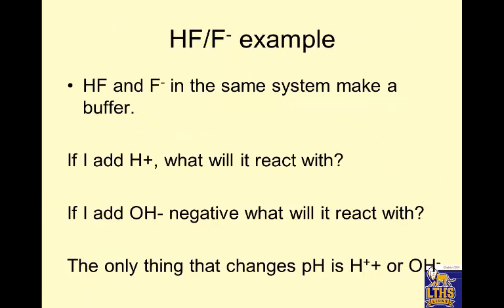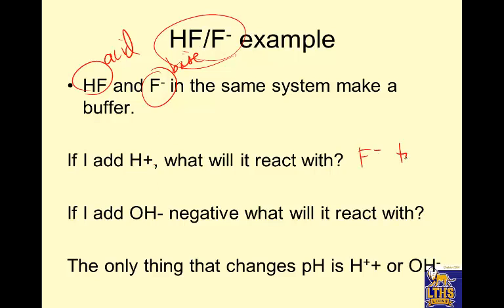Where might you have that? Well, okay, here's an example. Here's an acid. It's going to be a weak acid, and this is going to be a base. They're in the same container. So this is an example of a buffer system because it has both acid and base. Now, if I add H plus to this container, it'll react with the F minus to keep it constant pH.